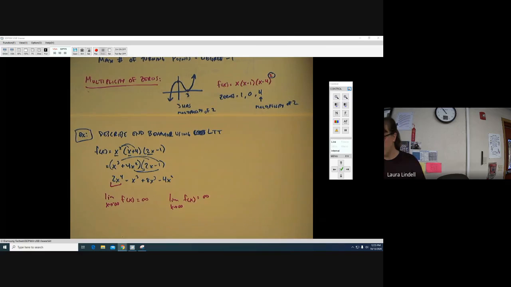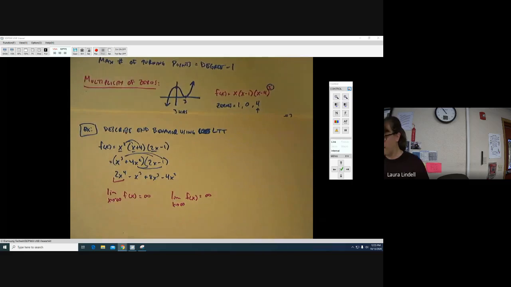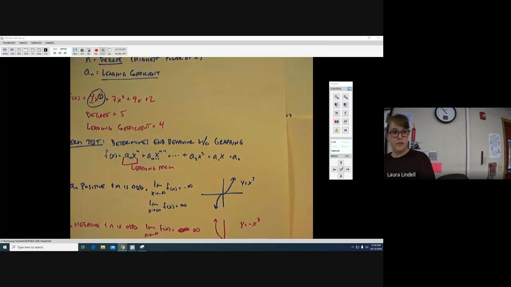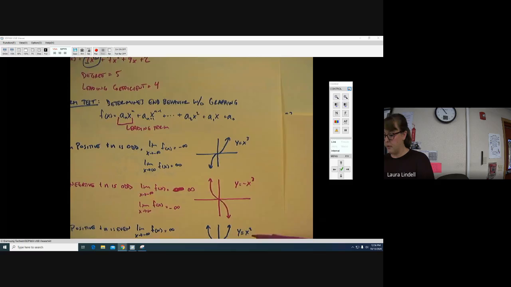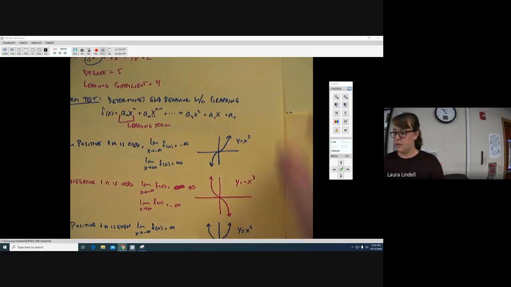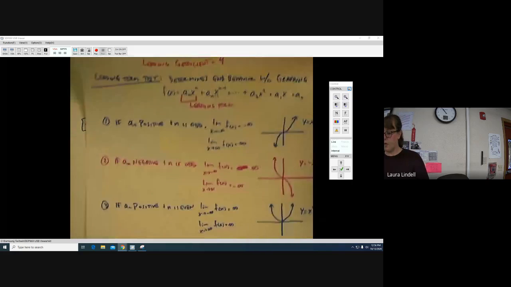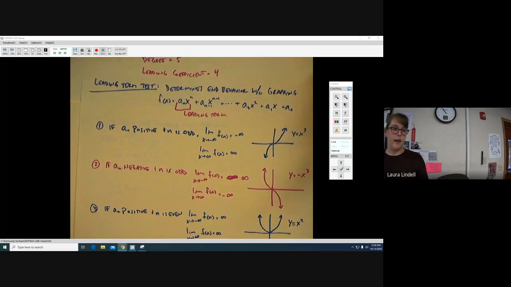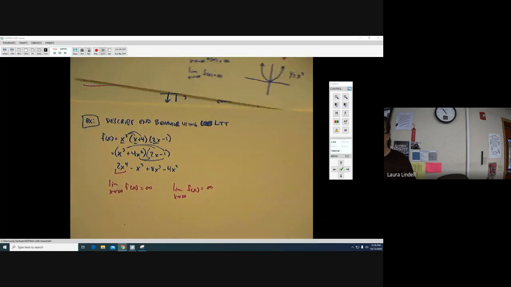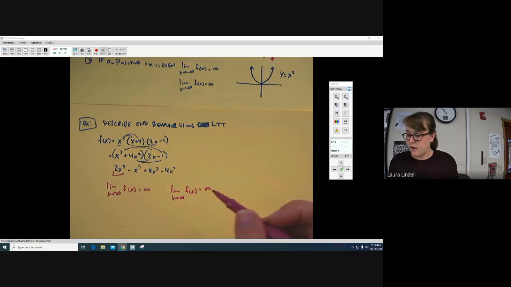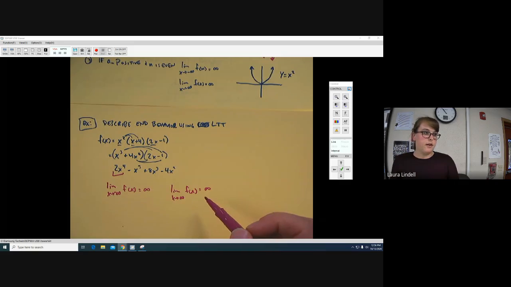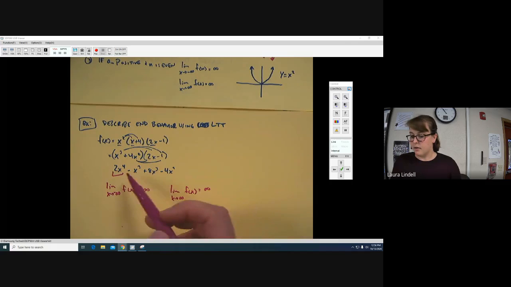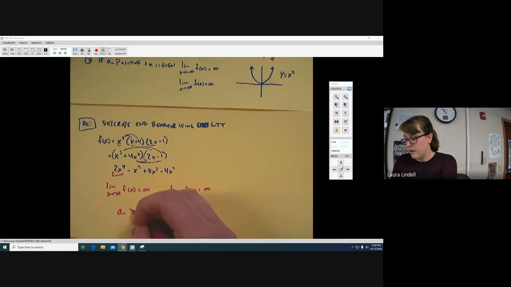If it helps more to remember the different basic forms of each of these, like x cubed and negative x cubed and x squared, and what each of those ones do, then you can remember it that way, or you can remember it using the positive and odd, negative and odd, all of that stuff. Either way. But yeah, so that is what our end behavior would be, since we have the case here where a sub n is positive and n is even.